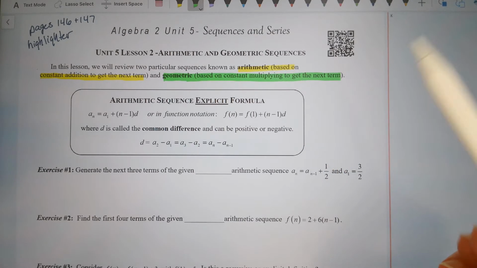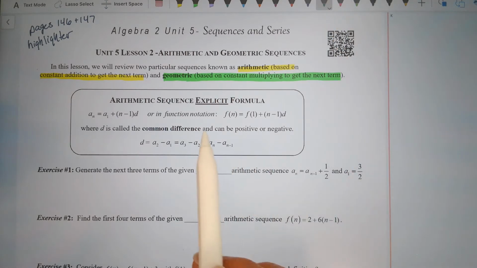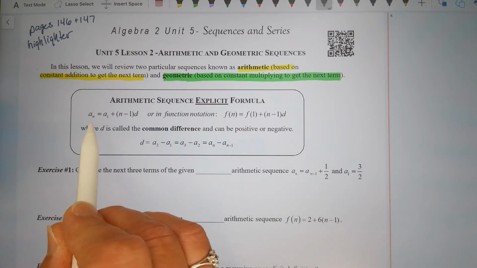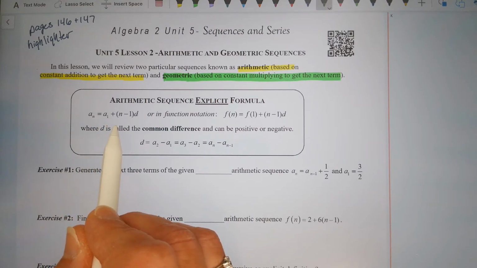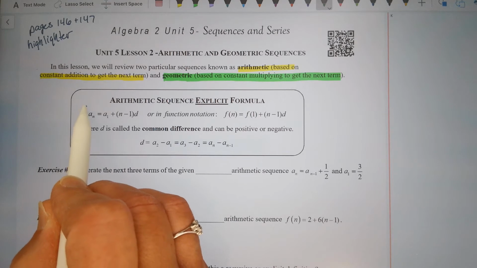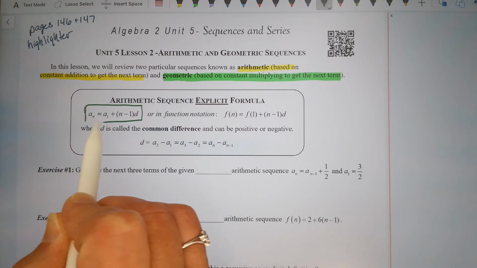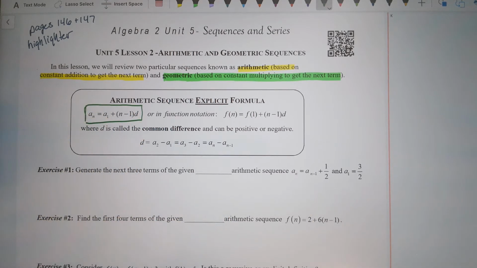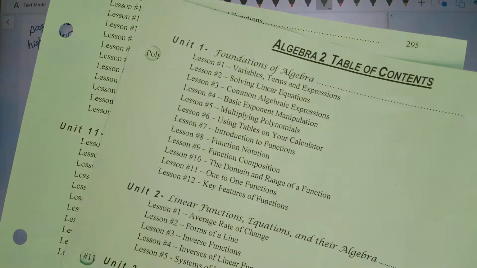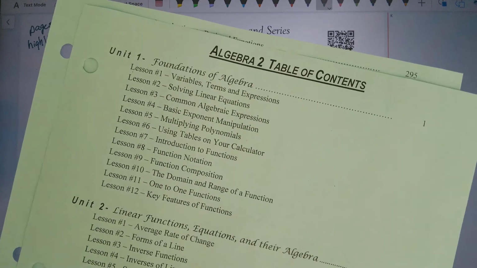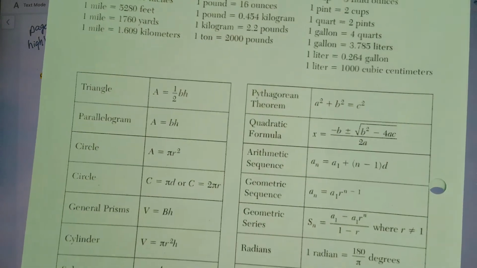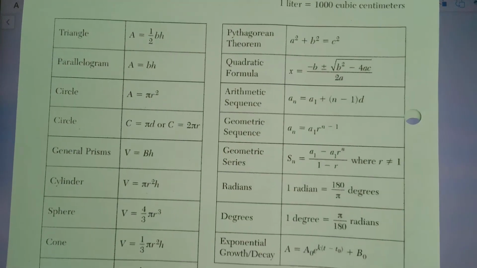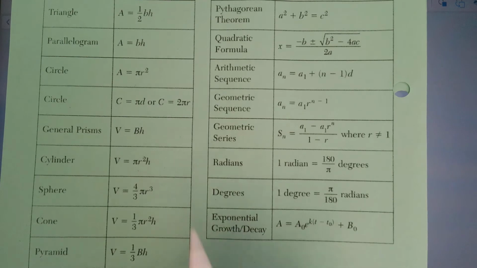First, looking at an arithmetic sequence, the explicit formula is a sub n equals a sub 1 plus n minus 1 times d. Now, this is what is given to you on the formula sheet, the second page of your green colored table of contents, on the back of the second page. So this was given to you in your textbook packet, is the reference sheet for the Math Regents exams. So here it is.